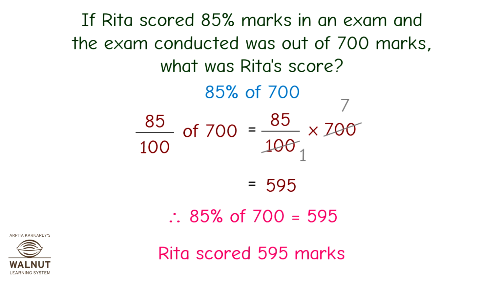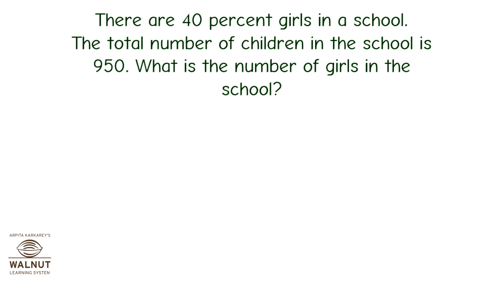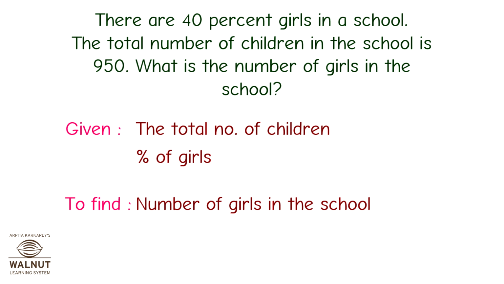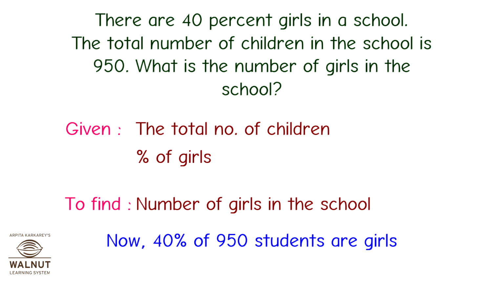Let's try to solve some word problems. There are 40% girls in a school. The total number of children in the school is 950. What is the number of girls in the school? Given the total number of children and the percent of girls, to find the number of girls in the school. Now, 40% of 950 students are girls.